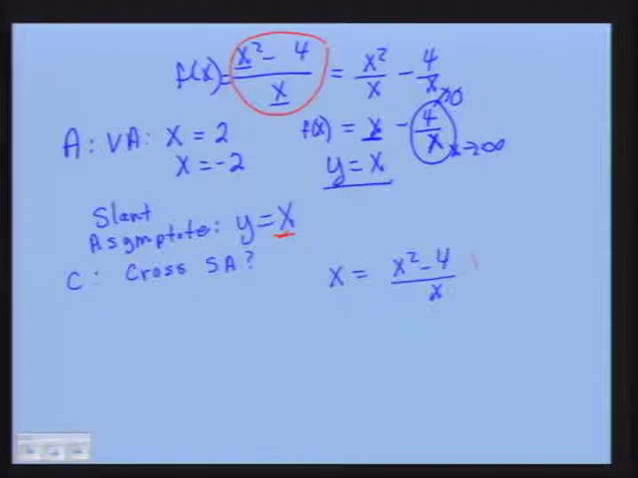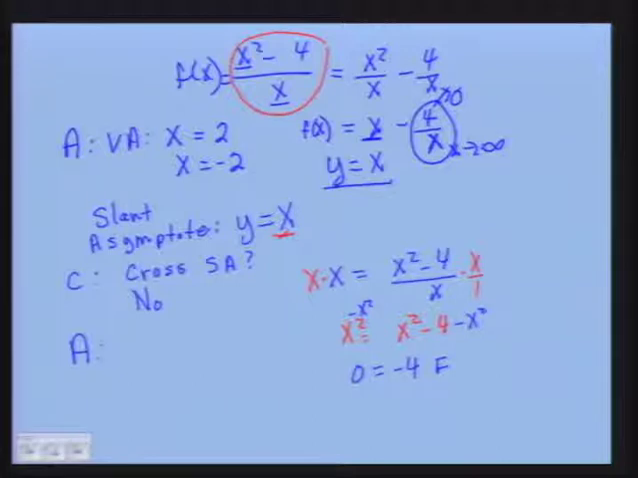We'll clear our fraction by multiplying by x on both sides, and we get x squared equals x squared minus 4. So subtracting x squared from both sides, we get 0 equals negative 4, which is always false. So no, there's no common x when we set our y's equal. So there's no point with common x's and y's. Let's move to our graph now, and then we'll get the last part, A, for additional points, when we see what additional points we actually need.